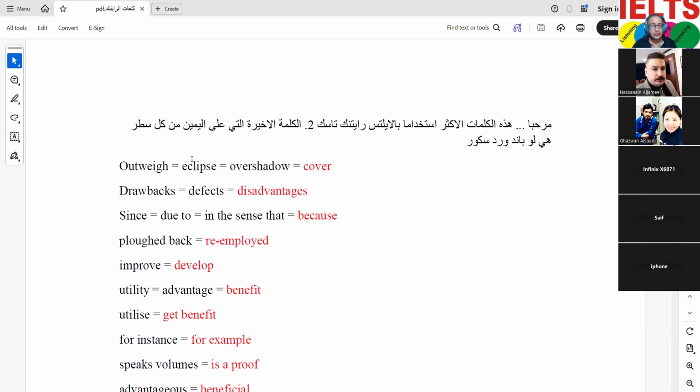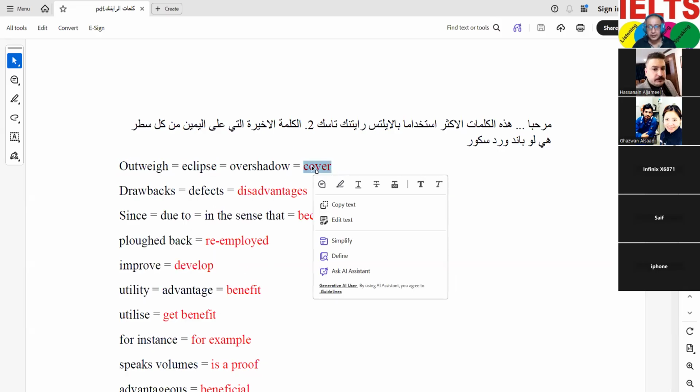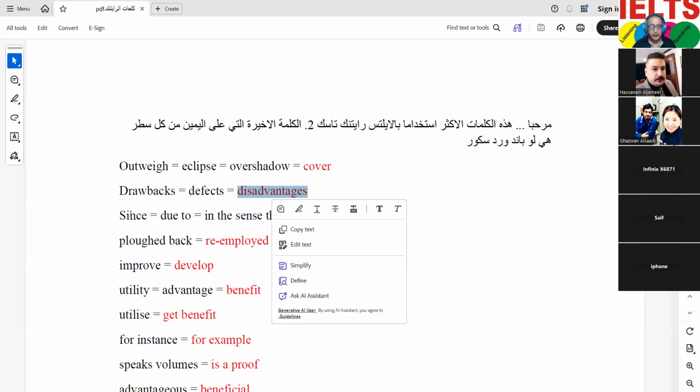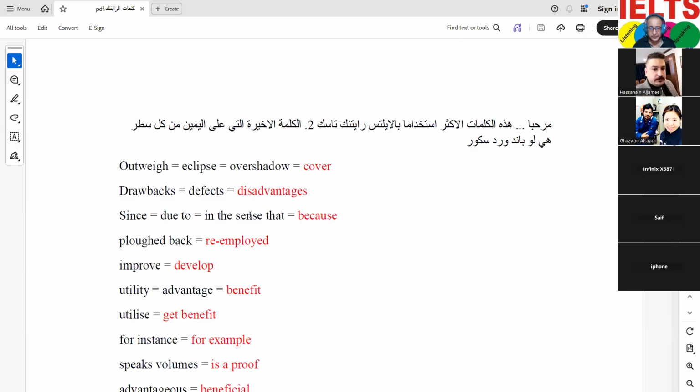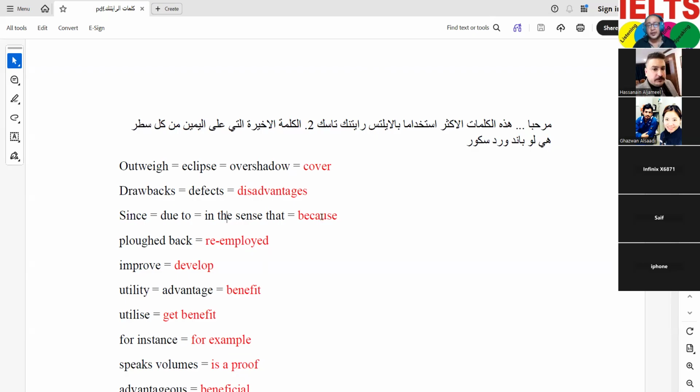We have outweigh, eclipse, overshadow, which mean cover. Drawbacks, defects, main disadvantages. Since, in the sense that, due to. If you don't know how to fully use due to, don't use it, please. Use since or use in the sense that. They mean because. Plot back, re-employed. You may not need plot back, but since I used it in the example, I gave it here.